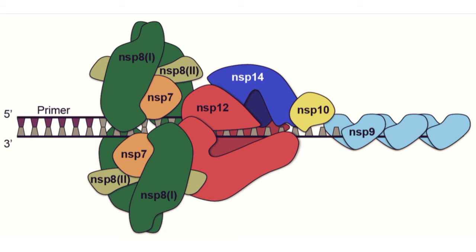Many non-structural proteins coalesce to form a multi-protein complex. One of the many proteins in the complex directly responsible for replication and transcription of RNA is RNA-dependent RNA polymerase, or RDRP. The first main function of the complex is to replicate the viral genome.